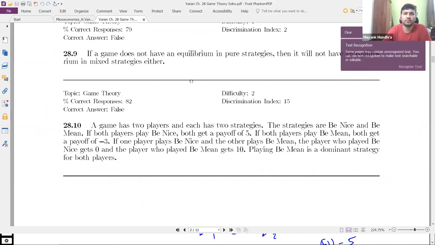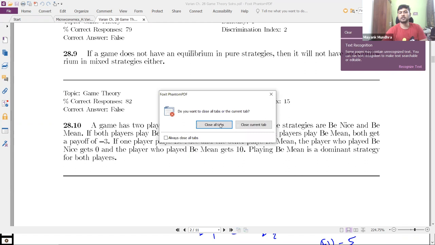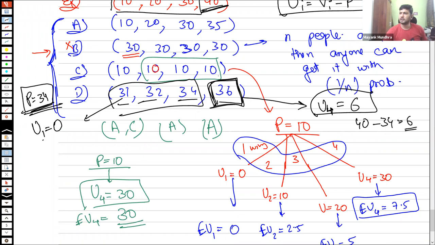I'll share chapter 17 problems if I find them to be interesting. I have not already uploaded them. I think they are not so interesting. That's why I have not uploaded it. But I'll see if they are interesting with respect to auctions, because it's a completely different chapter.